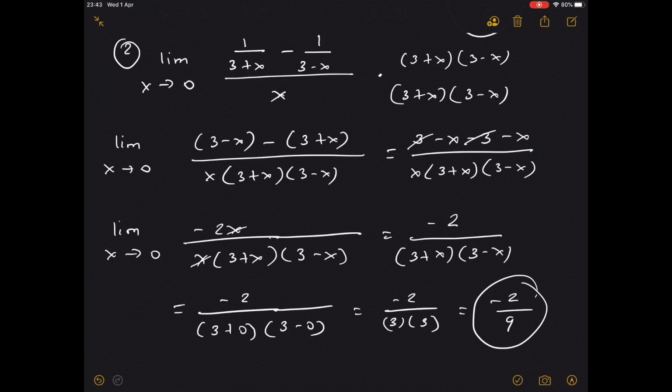the basics of the limits, and in the next video I'm going to discuss the limits at infinity, and I'll see you in the next video then.